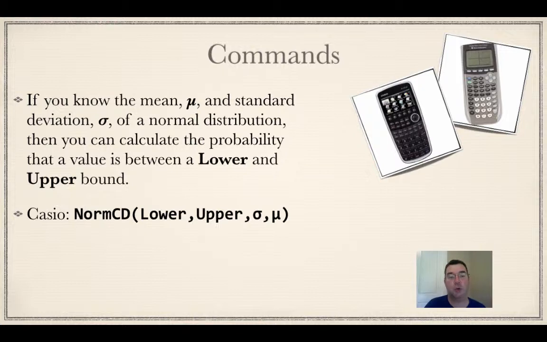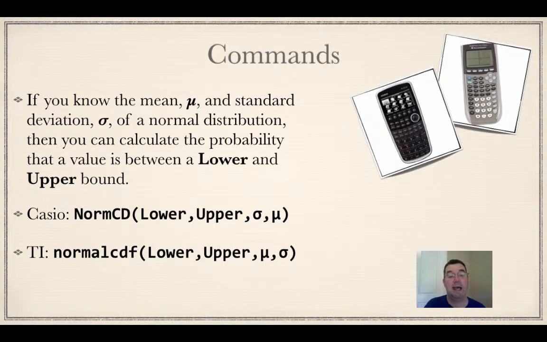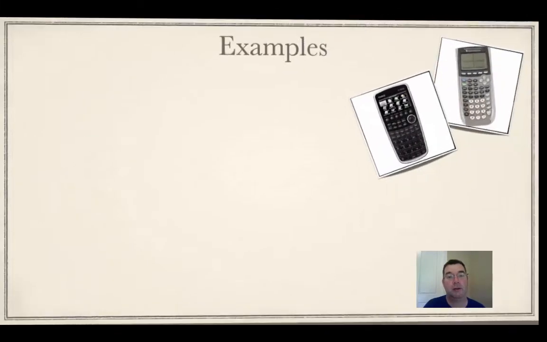You'll find the function norm CD in your catalog, and the four parameters you need, in order, are the lower bound, the upper bound, your sigma, and your mu. So your standard deviation and then your mean. The only difference with TI is it's a different function name. It's called normal CDF. You'll do the lower first and then the upper, but notice how mu and sigma are switched. So you want to be careful depending on which calculator you're using. You'll still need all four parameters, but you'll need to remember what order those parameters go in.